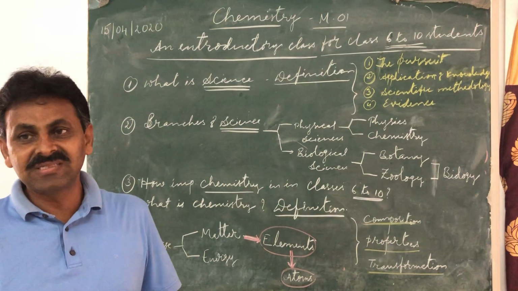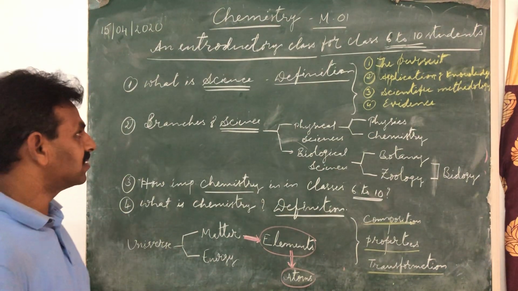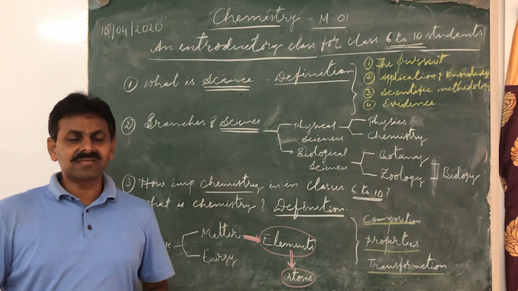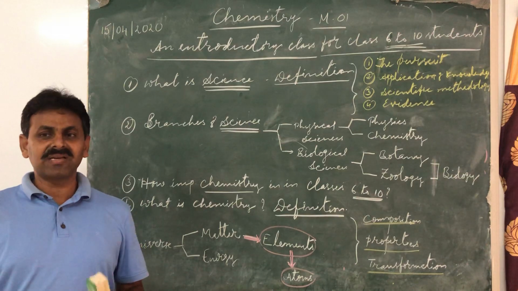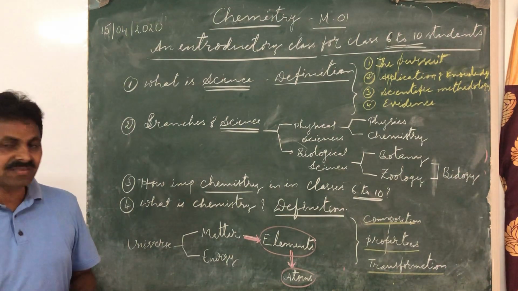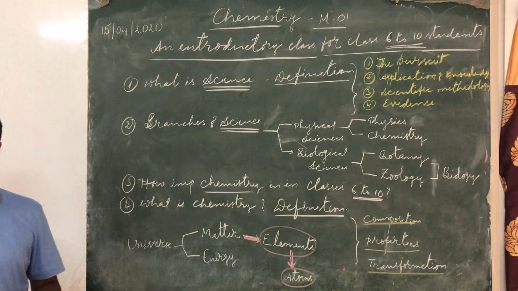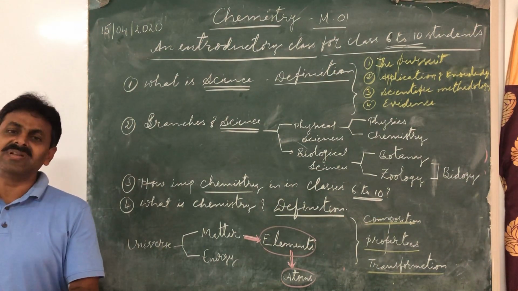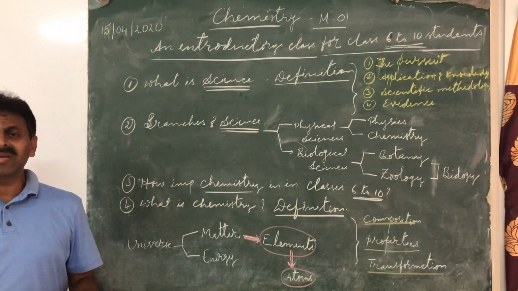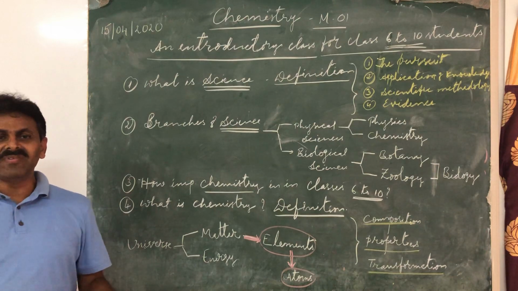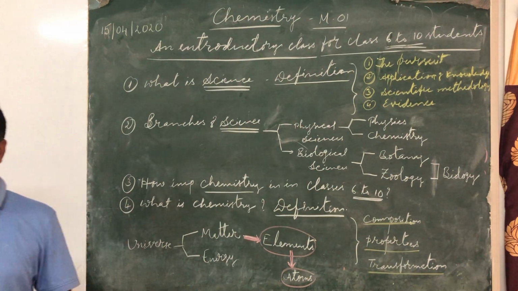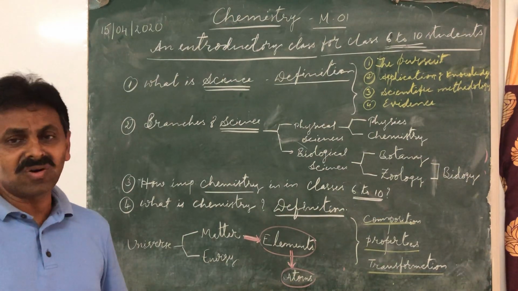science. What exactly is science? Children, I can give a simple definition for science: science is a systematic knowledge of facts gained through observation, experimentation, analysis through some evidences. Systematic knowledge of facts on the basis of evidence. Simple. It's also science.